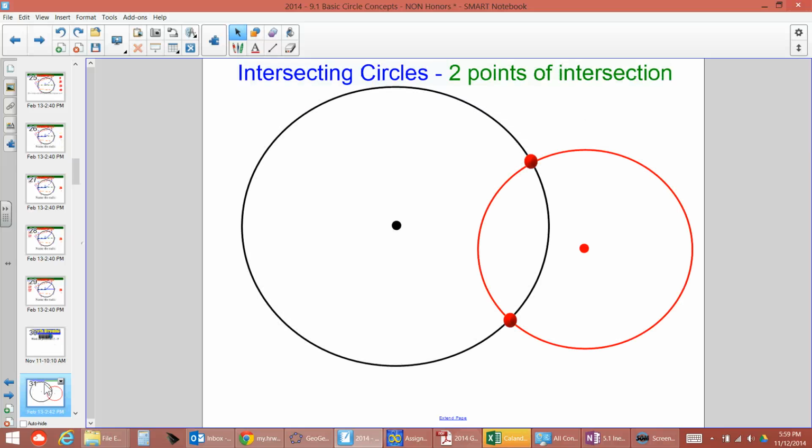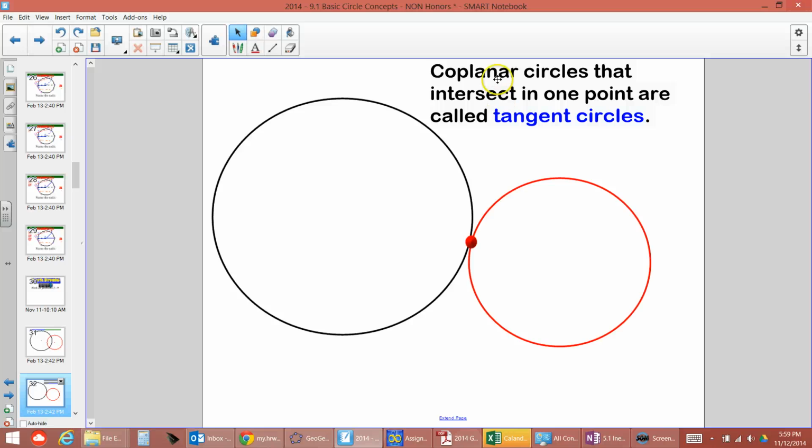All right. Intersecting circles. Points of intersection. Again, we have top and bottom. I can see it's touching in two places. That means it's not tangent because it touches in two places. Tangent means touches only in one spot. Now notice here, we have coplanar circles that intersect at one point are tangent circles. These two circles are tangential. They only touch on one spot.